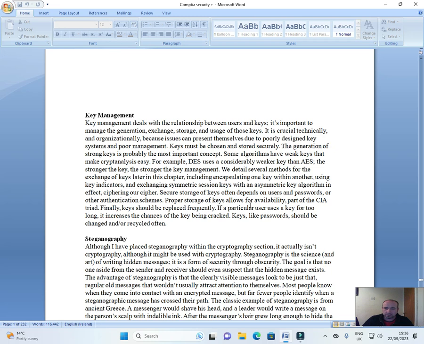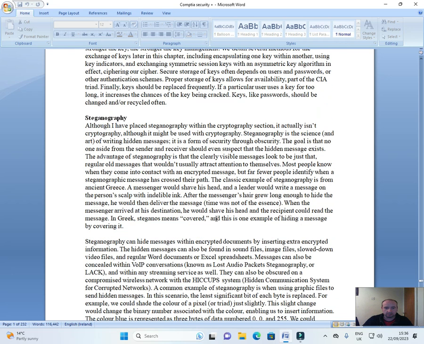Proper storage of keys allows for availability, part of the CIA triad. Finally, keys should be replaced frequently. If a particular user uses a key for too long, it increases the chances of the key being cracked. Keys, like passwords, should be changed and or recycled often.